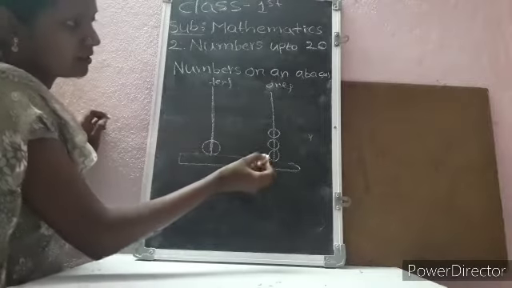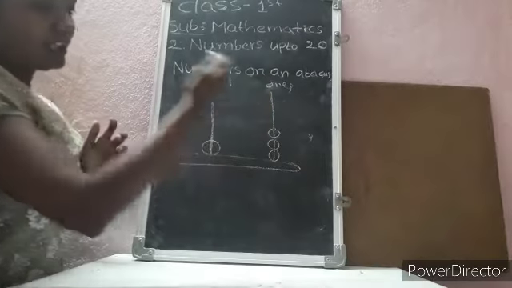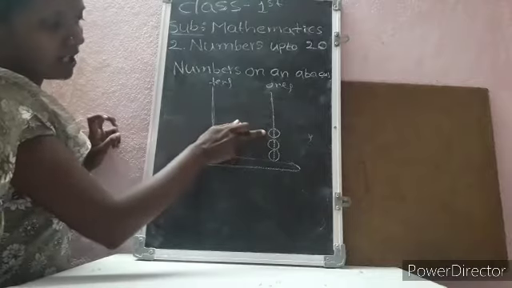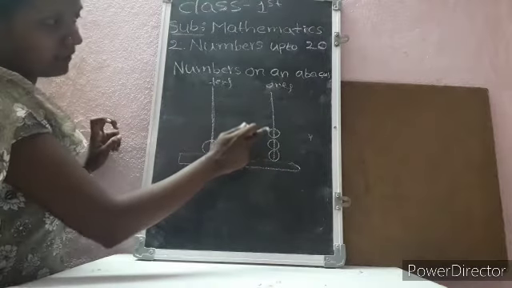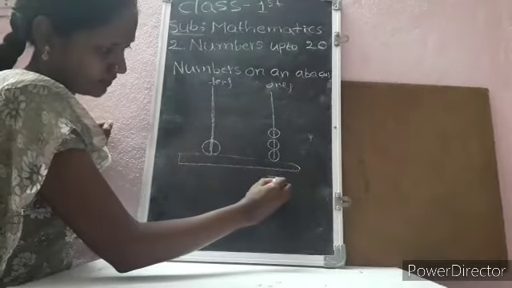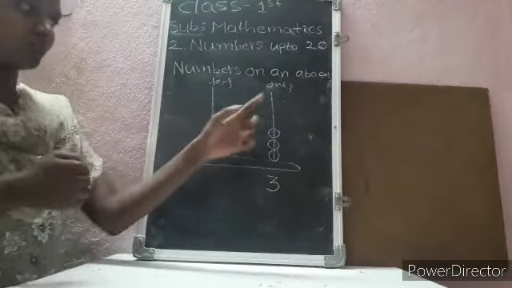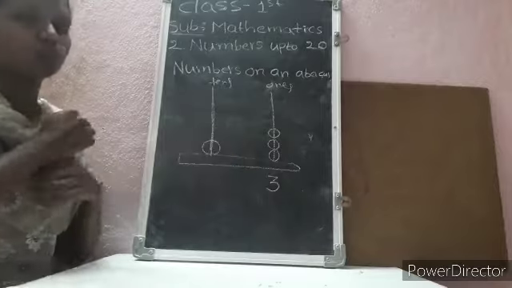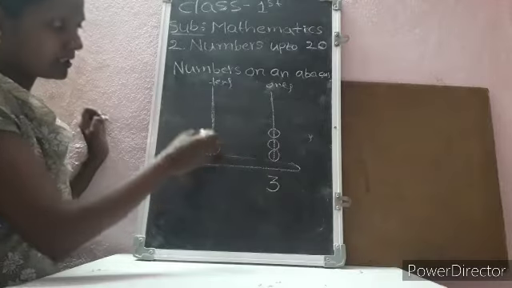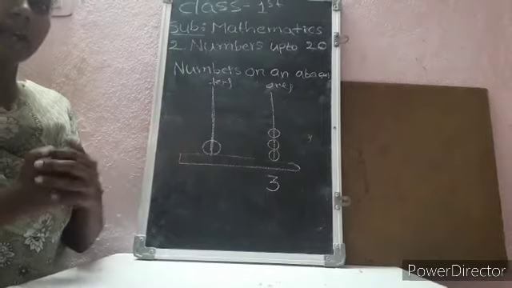Let's see. 1's place. First we count the beads on the right side spike. This is the 1's place spike. Here 1, 2, 3. In the 1's place we have 3 beads. So write down here 3 under the 1's place, the 1 spike. And next move to the left spike. Its name is tens. So how many beads are there in the 10 spike?